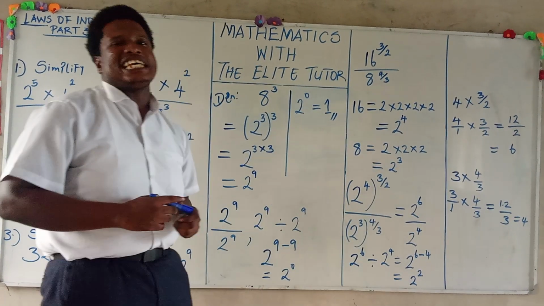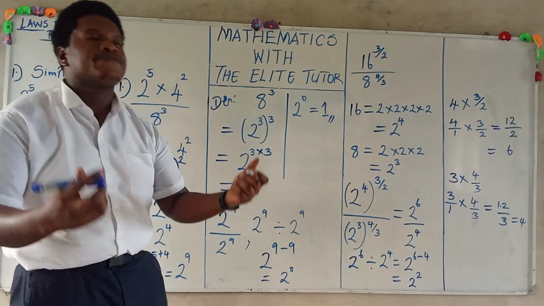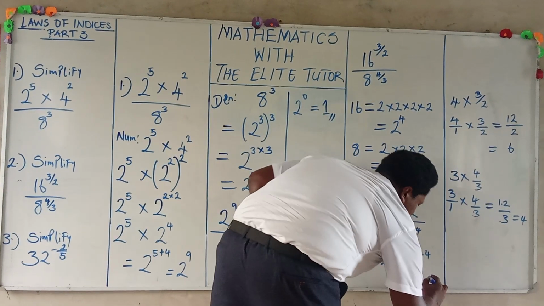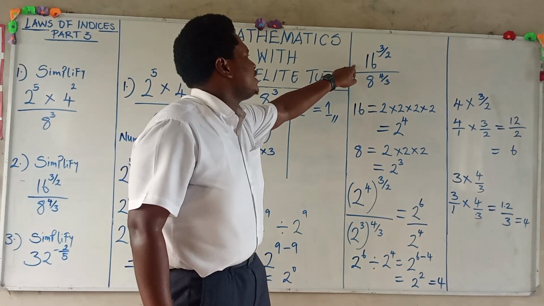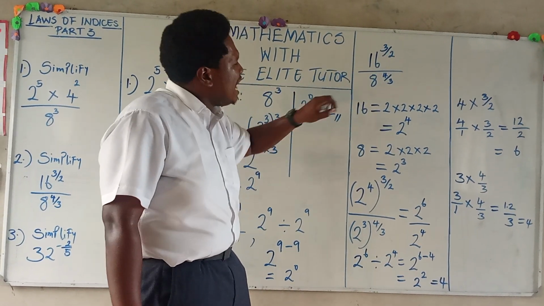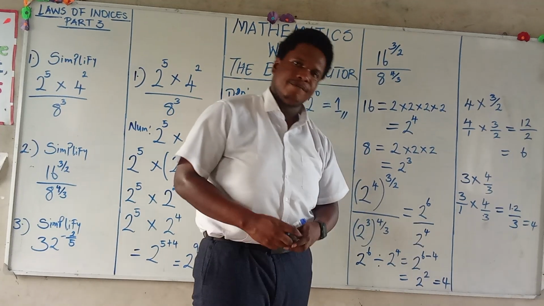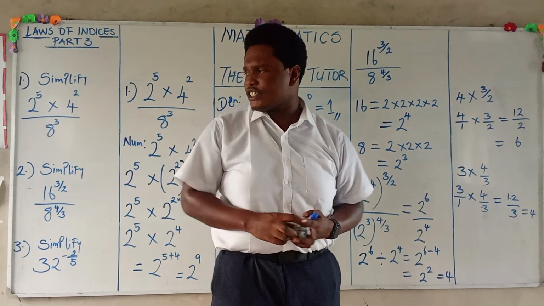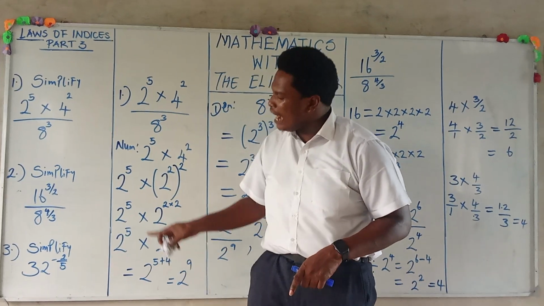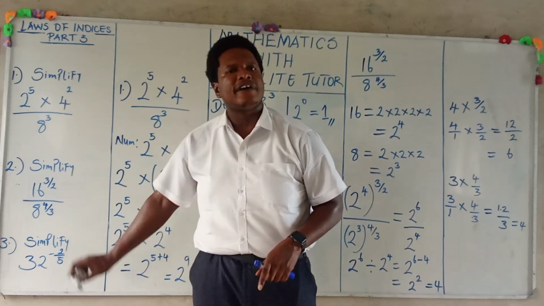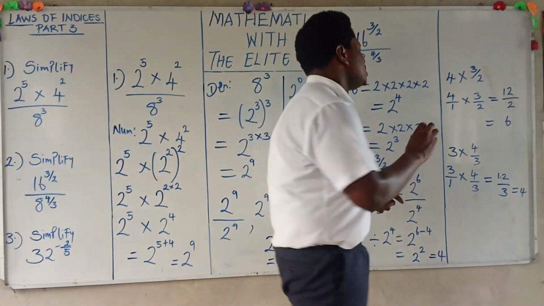Now we can't leave our answer like this because 2 raised to the power 2 is equal to 4. So our final answer is equal to 4. So that means 16 raised to the power 3 over 2 divided by 8 raised to the power 4 over 3 gives us 4. And finally for this section, we are going to be simplifying 32 raised to the power negative 2 over 5. How do we tackle such questions when we see them? Please follow closely.